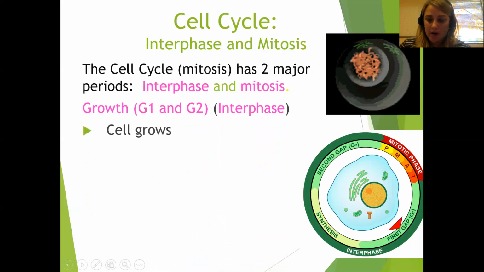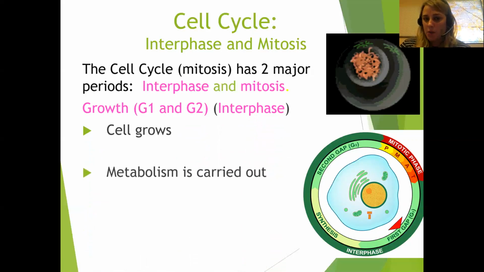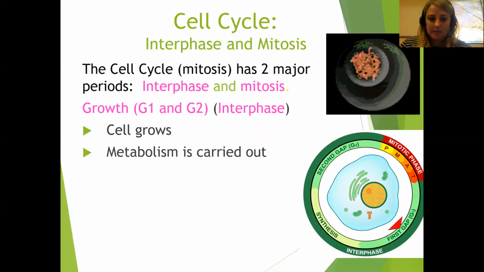So you can kind of see over here, we have our first gap, or our G1, and then you also have a second one. In these phases, the cell's going to grow. Metabolism is carried out. It's pretty much its normal process. Your chromatin is uncoiled. You're not going to be able to visualize or to see those chromosomes. It's just going to kind of look like mush, as you can see right here.